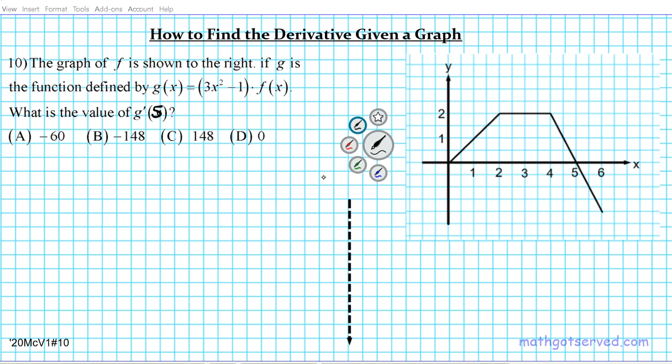Alright, question 10 reads: the graph of f is shown to the right. If g is the function defined by g of x equals the quantity 3x squared minus 1 times f of x, what is the value of g prime of 5? So this graph right here is a graph of f of x. Let's go ahead and do it. We want to find g prime of 5, okay?